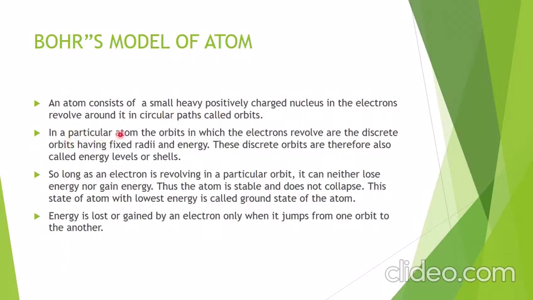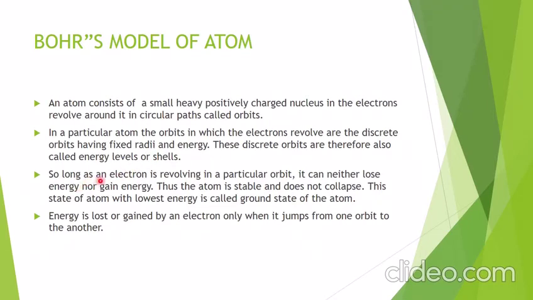Second, in a particular atom the orbits in which the electrons revolve, orbit means the path, circular path, are discrete orbits. Discrete means separate, having fixed radii. उनका radius जो है fix है and energy too. So these discrete orbits are therefore also called energy levels or shells.